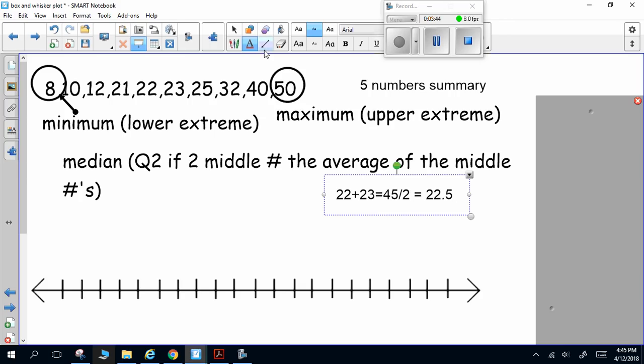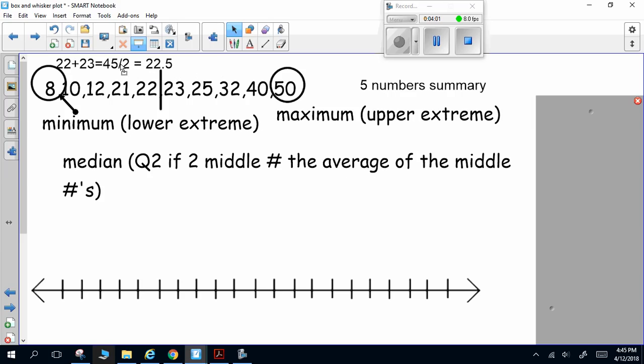I am going to draw a vertical line representing where my median would be in my data set. Now, because my median is not a part of my data set, the vertical line is going to fall between these 2 numbers. So draw a vertical line right there. And then above that vertical line, we're going to write the median. So I'm going to put my 22 and a half right there. So I know when I look at this data set that the lowest number is 8, the highest number is 50, and the middle number is 22 and a half. So far I've found 3 of my 5 numbers in my 5-number summary.